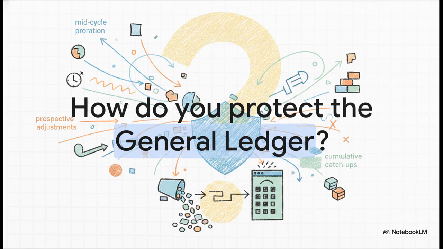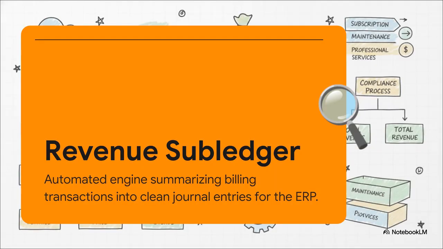If your CRM or billing system is just dumping raw, calculated data directly into your general ledger, your ERP is going to be completely overwhelmed with messy, unstructured transactions. It's a recipe for disaster. The structural solution to all this is a revenue subledger.